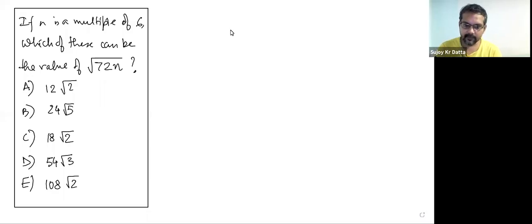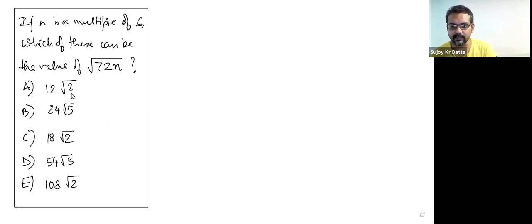Hello guys, so here we are with another question on number properties. This is problem solving. Here it says that n is a multiple of 6, and they're asking which of these can be the value of root over 72n. There are 5 options, and you have to choose the answer that is possible.